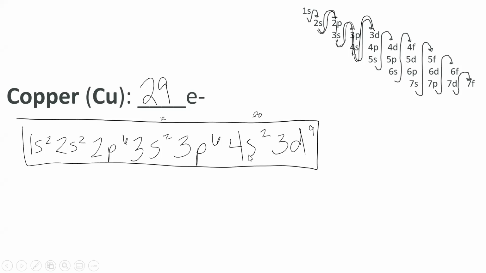And remember, if I didn't know this was copper, I could figure out what it is just by counting the superscripts. 29, I'd look at my periodic table, which element has 29 electrons, the atomic number 29, that's copper. So you can also work backwards.